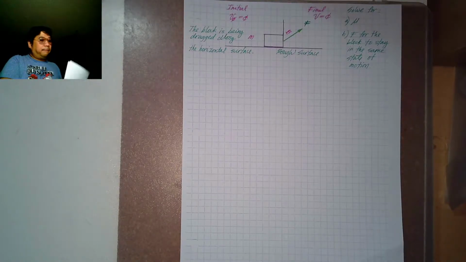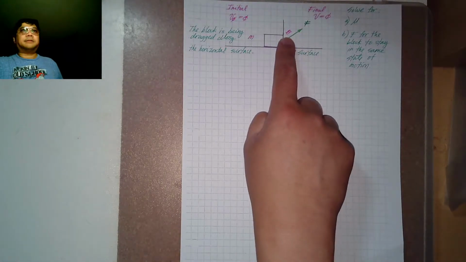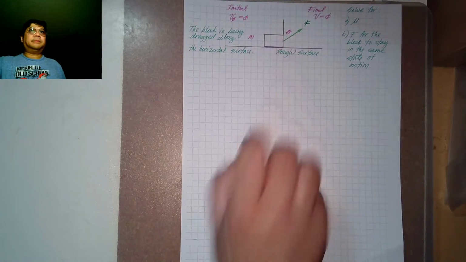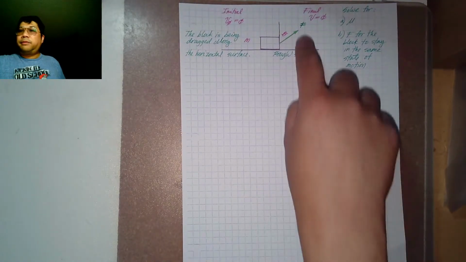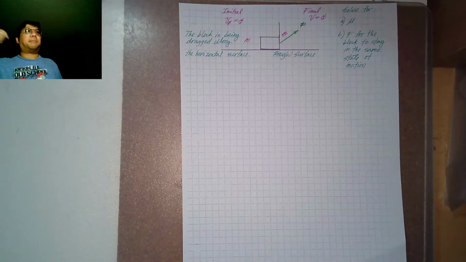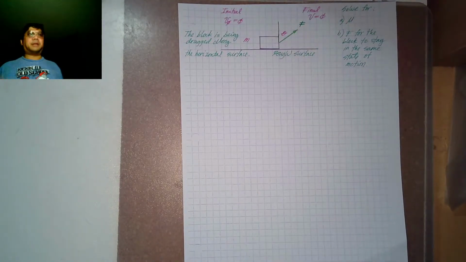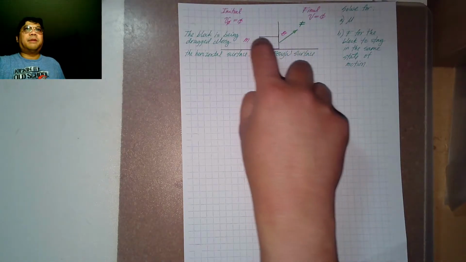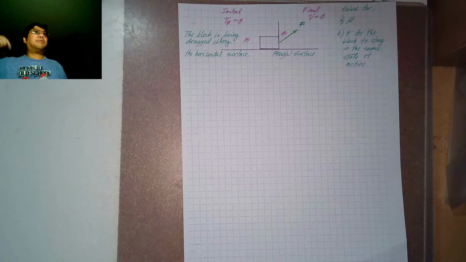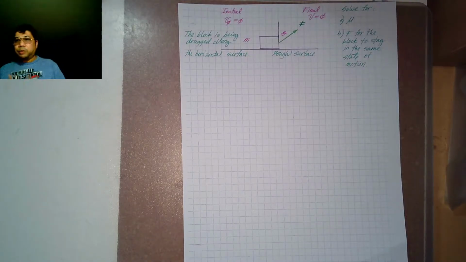The only difference, if you notice, is that the angle of the force that is being applied on the block is measured from the vertical axis, or from the y-axis. So earlier it was measured from the x-axis, but this time it's measured from the y-axis. So what is the difference when we are measuring an angle from the y-axis? What is the effect in our solution?